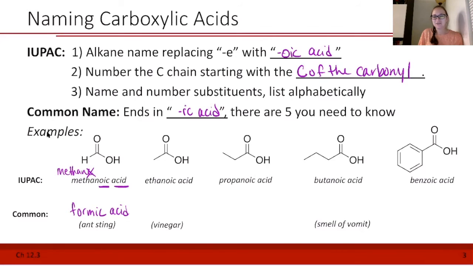That's okay. And then we have ethanoic acid. The common name for this is acetic acid. So this is, as I said on the last slide, vinegar. So acetic acid is most commonly known as vinegar. Propanoic acid, I don't have a fun thing for it, but its other name is propionic acid. Butanoic acid can also be called butyric acid.